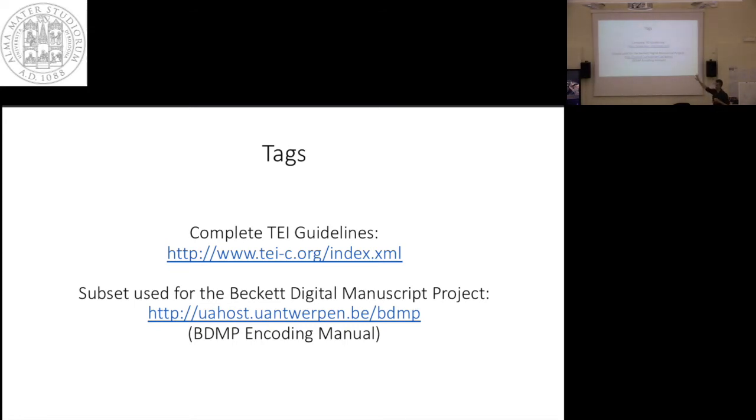But because the guidelines are, well, they are very useful, but they are huge. There are many, many, many suggested tags, and we only need a few, so we made our selection. And it may be useful for you to have a look at our selection if you're interested in making your own project, because it saves you a lot of time.